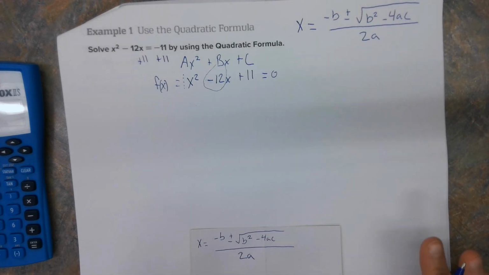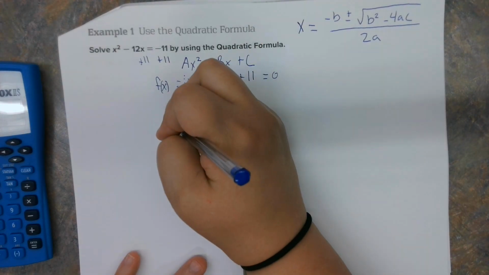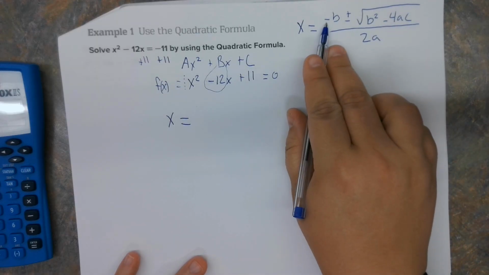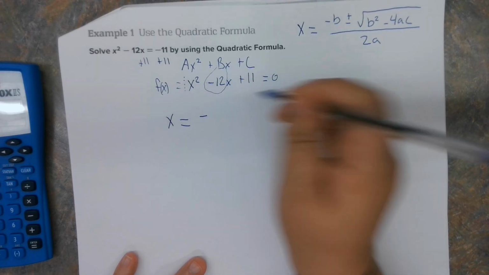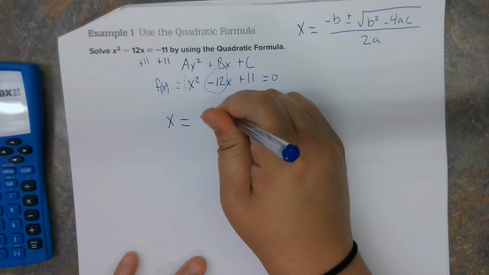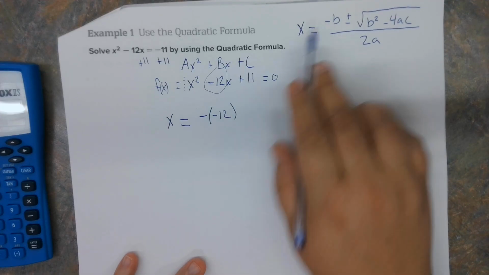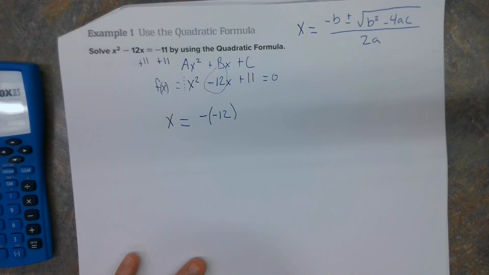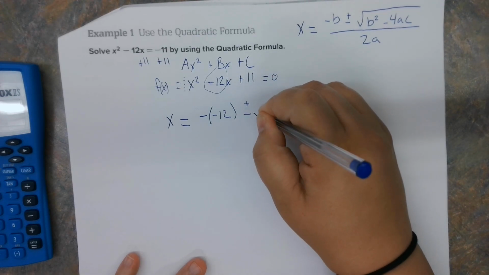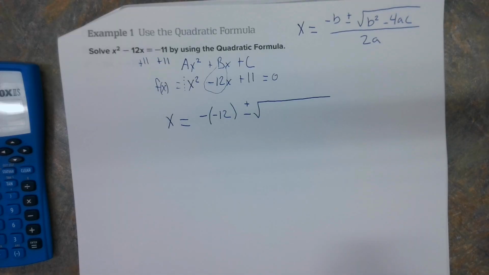The first thing that we need to do is plug into all of this stuff. So I'm going to start with x equals, and I'm going to write the negative because it's part of the formula. B is negative 12, so I'm going to put that in parentheses. We've been practicing that with the vertex part of the formula because sometimes it's going to be negative, negative, and it's going to end up turning into a positive. I'm going to write plus or minus, and I'm going to show you what we do with that here in a minute. There's my square root sign.